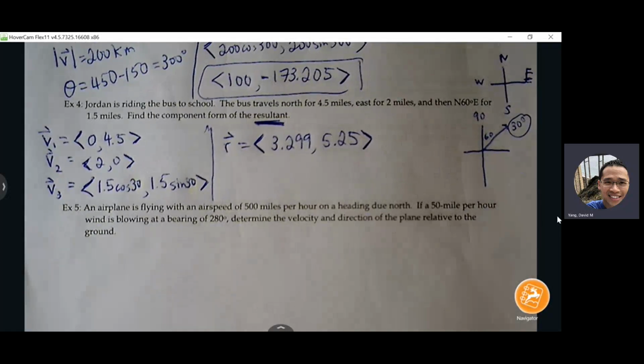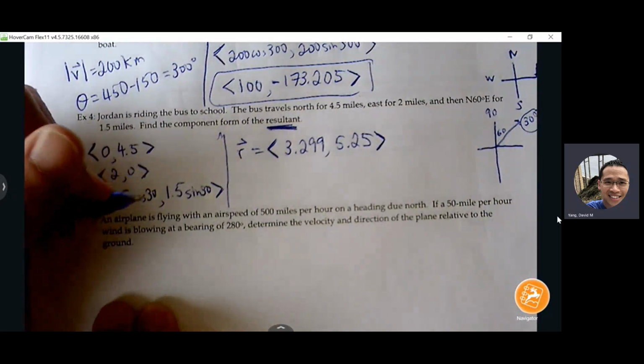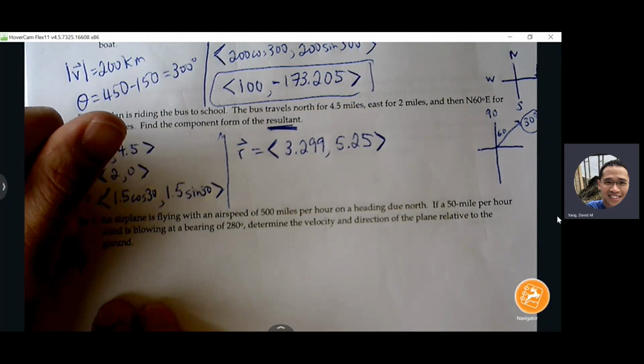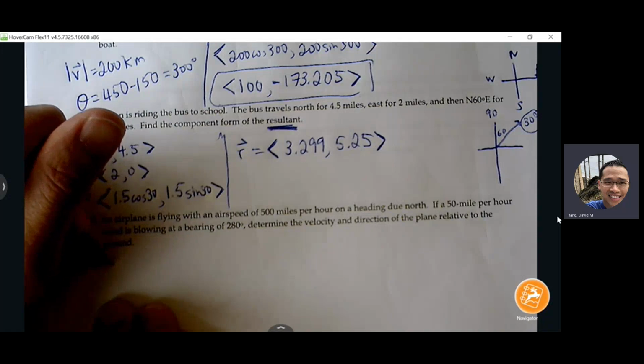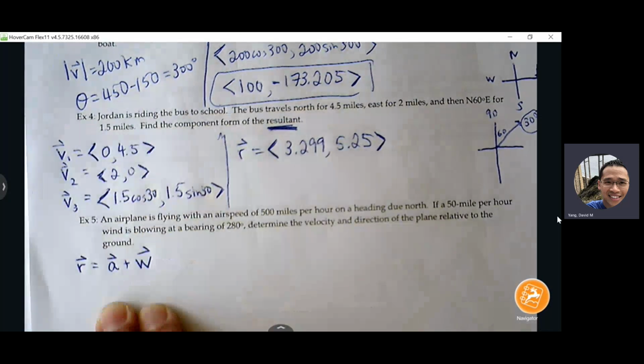All right, next up, an airplane is flying with an airspeed of 500 miles per hour on a heading due north. If a 50 mile per hour wind is blowing at a bearing of 280, determine the velocity and direction of the plane relative to the ground. So I want us to see if we can start off with this big picture here. We know our resultant vector is going to be whichever direction and magnitude the airplane is flying, but then the wind is going to throw it off course a little bit, right?